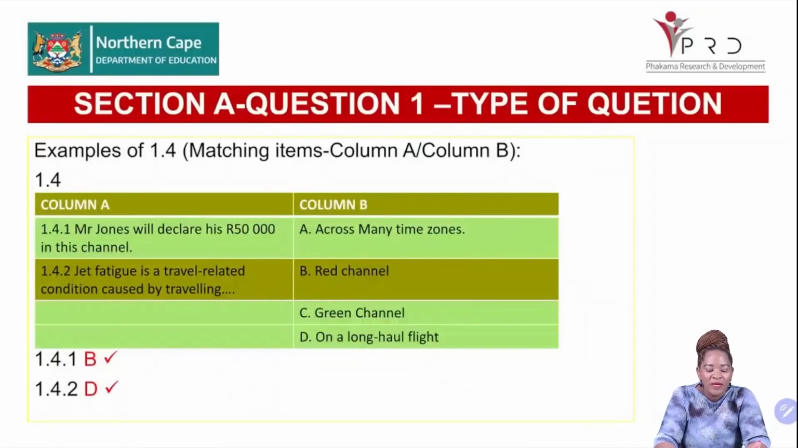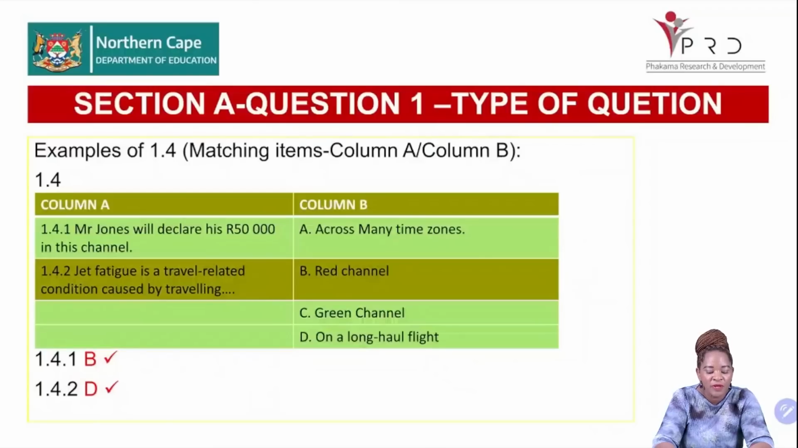And then in question 1.4, it is an example of the matching column. So the matching items in column A and column B. In this case, you have 1.4.1, which says Mr. Jones will declare his 50,000 rand in this channel. And then 1.4.2, it says jet fatigue is a travel-related condition caused by traveling. Now you're supposed to choose the correct answer from column B.